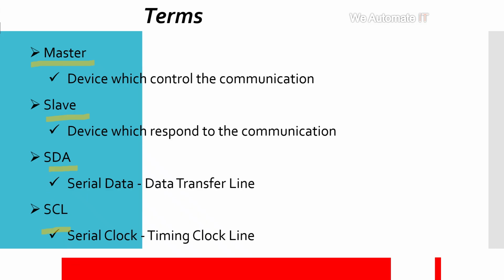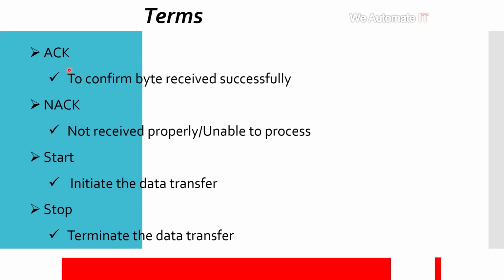Okay, so these are some of the other terms also. What are they? Acknowledgement, NACK, start, and stop. Acknowledgement is to confirm the byte was received successfully. The NACK means not received properly, that is, unable to process. Acknowledge means okay, it is accepted. NACK means it is not received properly or unable to process.